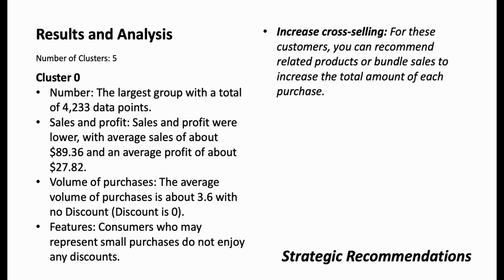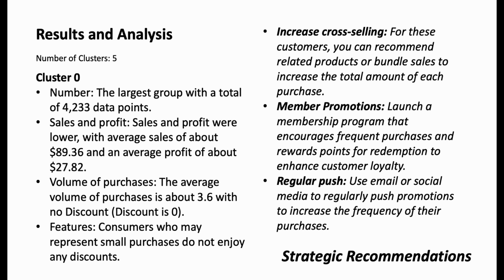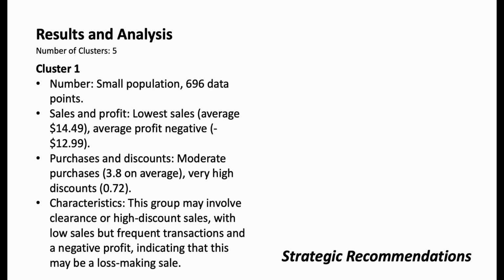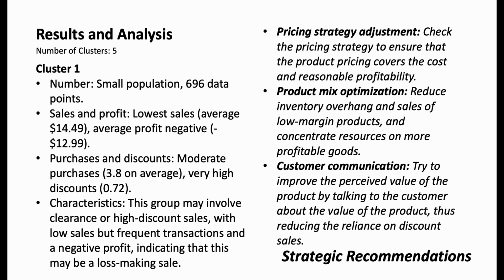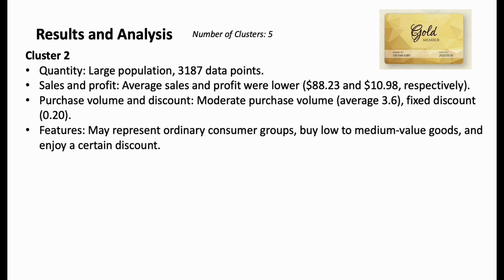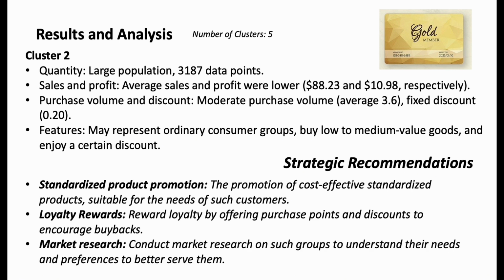There are 3 strategic recommendations for Cluster 0: increase cross-selling, member promotions, and regular pushes. For Cluster 1, the first recommendation is pricing strategy adjustment, next, product mix optimization, and customer communication to promote the value of your product. For Cluster 2, it is recommended to standardize product promotion, create loyalty rewards, and do market research on such groups to understand their needs and preferences to better serve them.